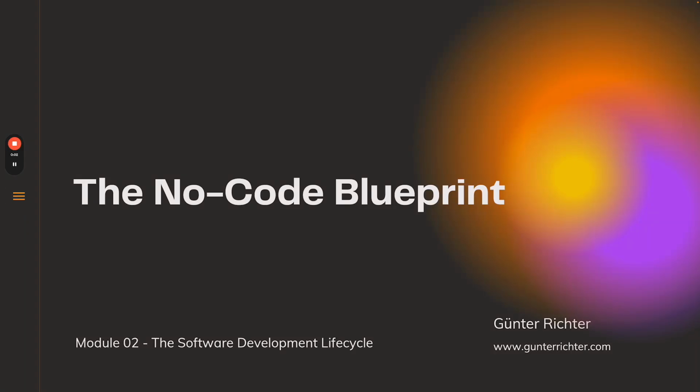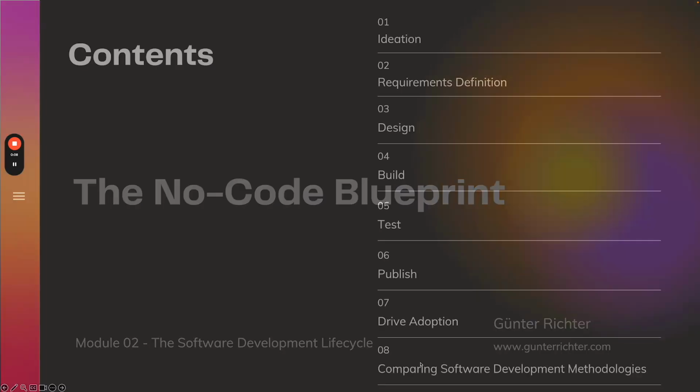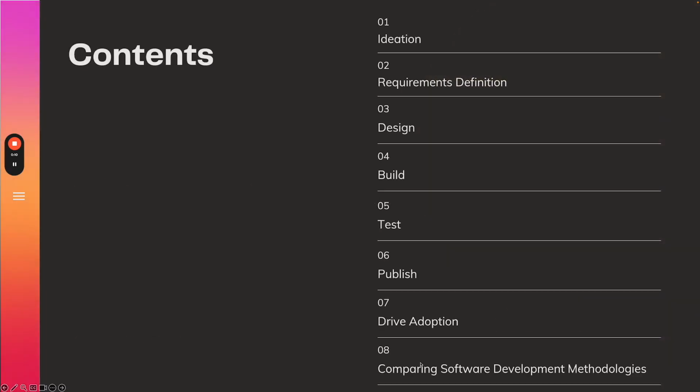Hello and welcome to Module 2 of the No-Code Blueprint, the software development lifecycle. There are a few key things that we're going to cover in this module: ideation, so how you come up with your idea, requirements definition, design, build of your product, testing your product, publishing your product, more importantly, driving adoption of your product, and then finally we'll end off by comparing some key software development methodologies.